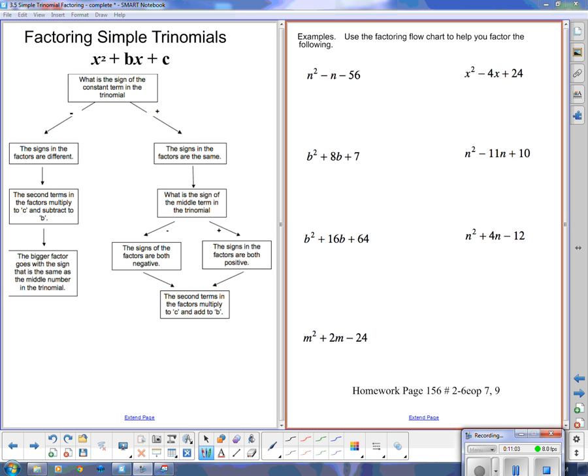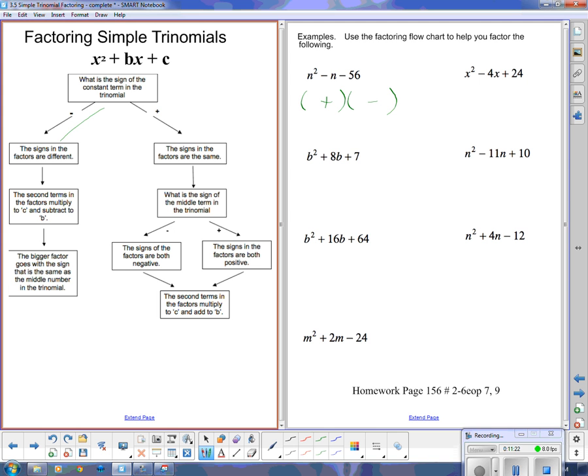And so the first question you ask yourself is, what is the sign of the constant term? So here's our constant term in this one, and the sign of it is negative. So since the sign is negative, we know that our two factors have different signs. It says they're negative, so the signs in the factors are different. So over here, I know I have to have n's at the front, because n times n gives us n squared.